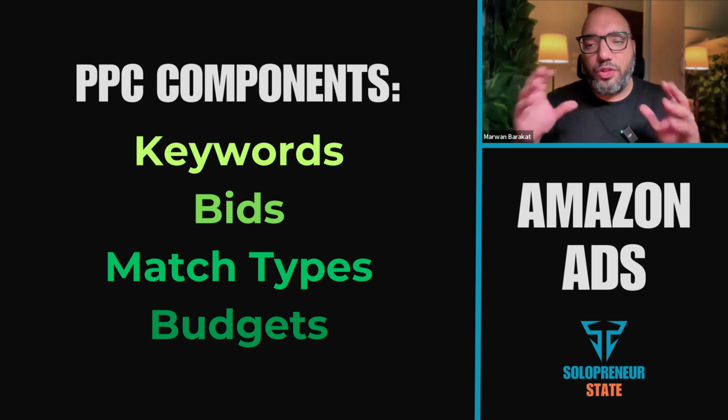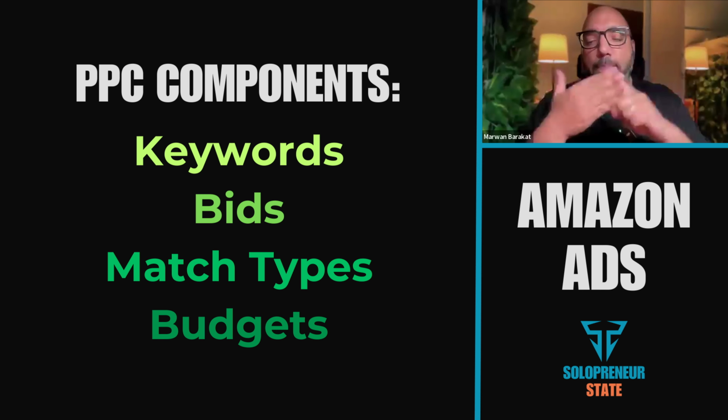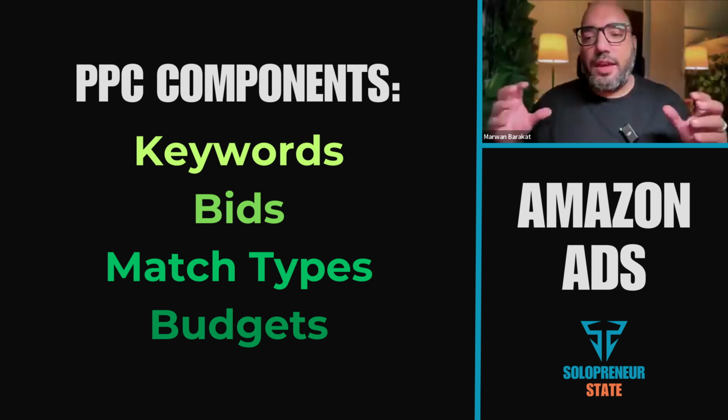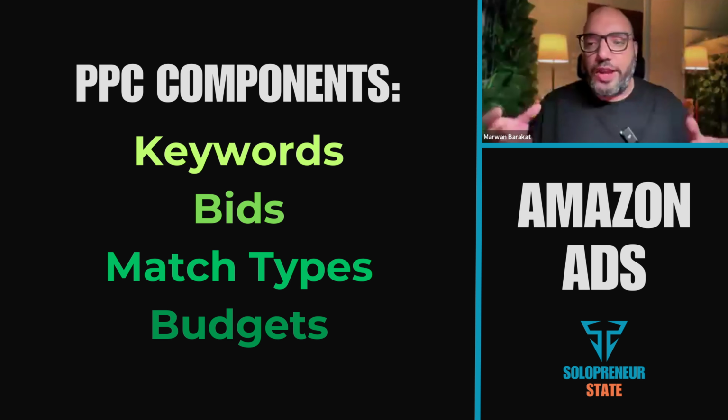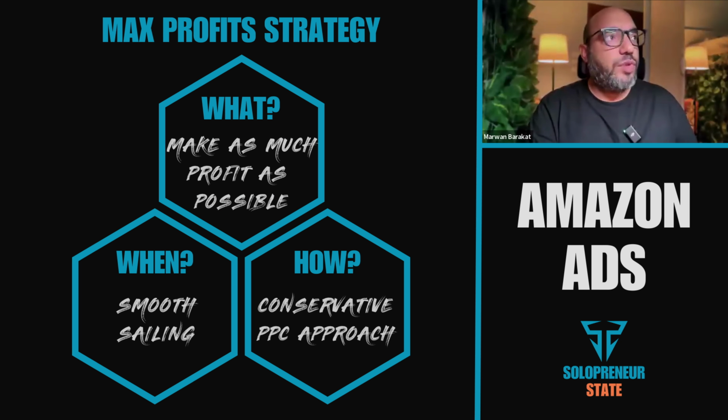The components of any Amazon strategy will be keywords, bids, budgets, and match types. These are the main things that you need to know and look at, and they are very different between these two strategies. The second strategy is the maximize profits strategy.